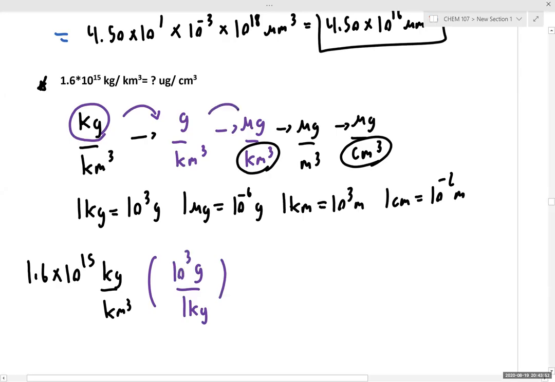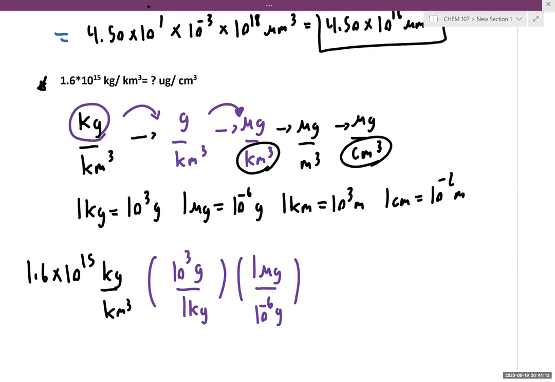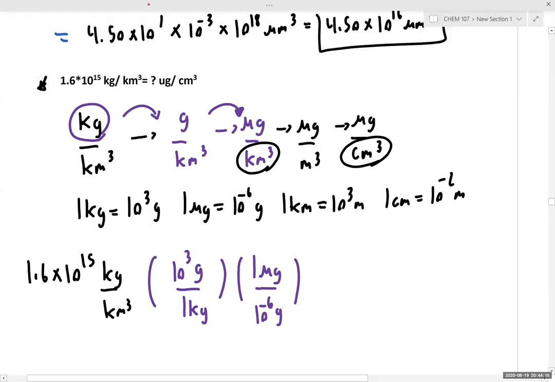Okay, continuing on, we're going from gram to microgram. So what units need to be on top? Microgram? Yep, exactly. So in 1 microgram, we have 10 to the negative 6th grams. Okay, perfect. Now, continuing on from there, we're going from kilometer cubed to meter cubed.